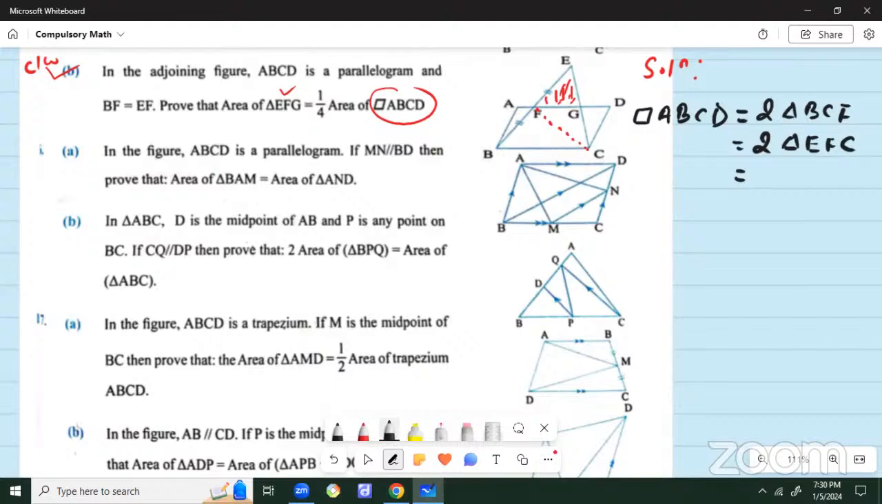FG is the median. FG is the median of which triangle? Triangle EFC. Why is FG the median? Because F is the midpoint of the line EB. F is the midpoint of the line BE, right? Yes, sir.